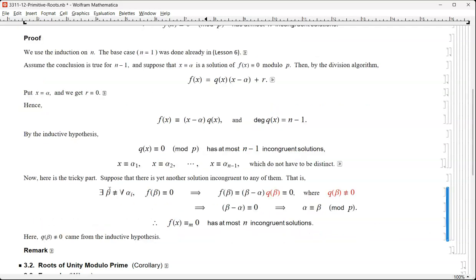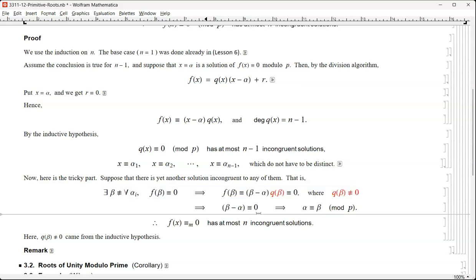If we do that, you're going to get beta minus alpha is congruent to 0. You see, multiply the multiplicative inverse of q of beta to 0, then you're going to get 0. So beta minus alpha is 0. Consequently, alpha is congruent to beta modulo p.